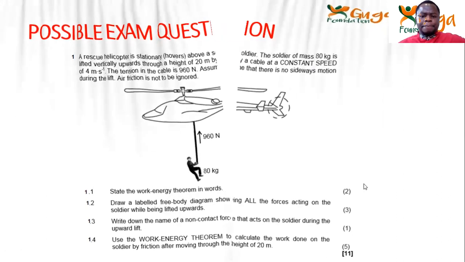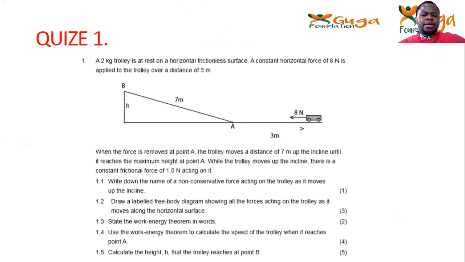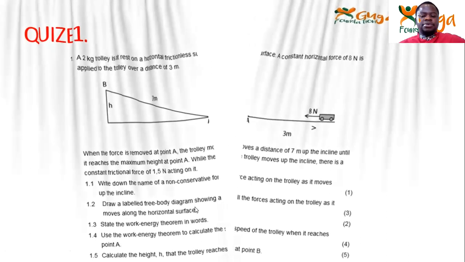Simple. Okay, now this is your quiz. You also have to write this one. So homework: you are given a trolley at rest on a horizontal frictionless base. There's no friction. A horizontal force of 80 Newton is applied on the trolley. Then this trolley moves from here to here, which is 3 meters. So you can also answer this question. If you've got questions, you can put them in the comments.